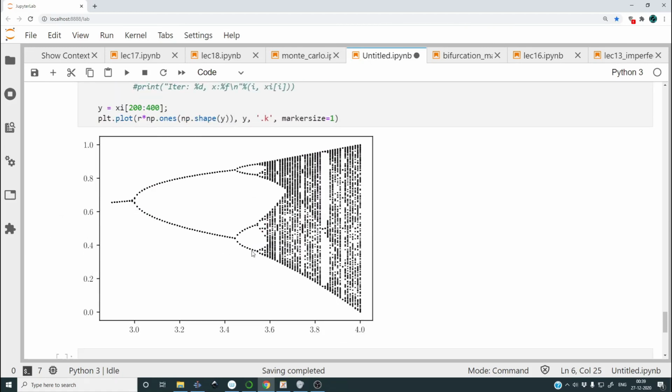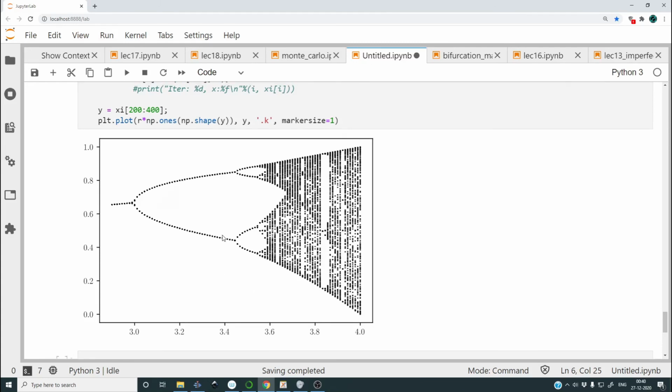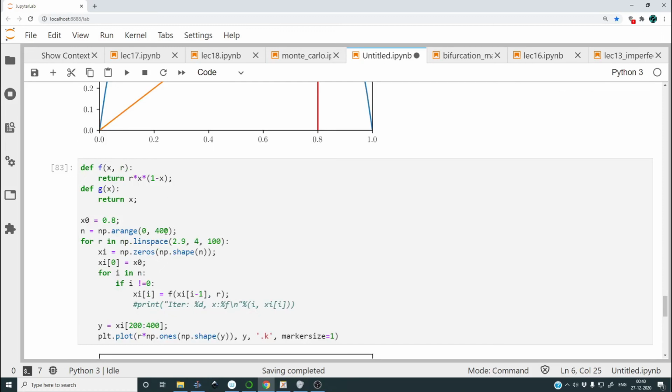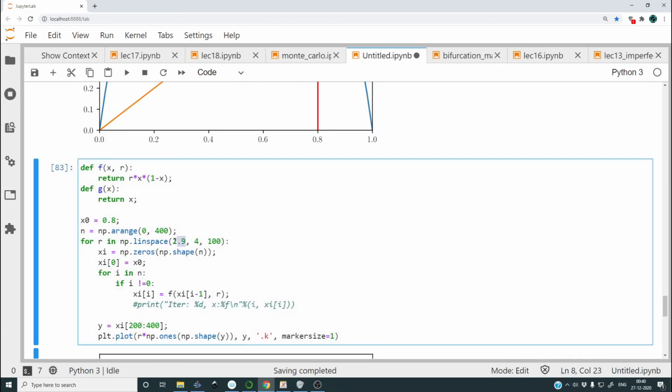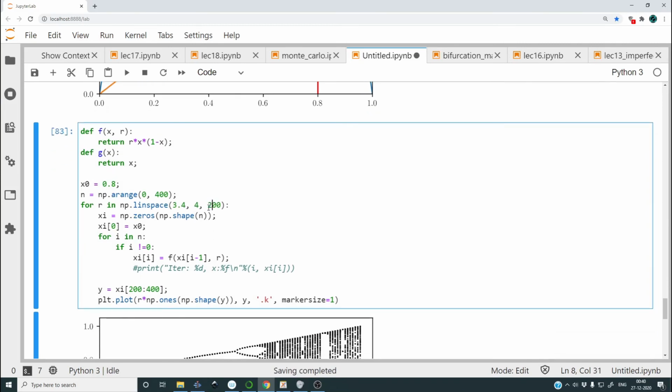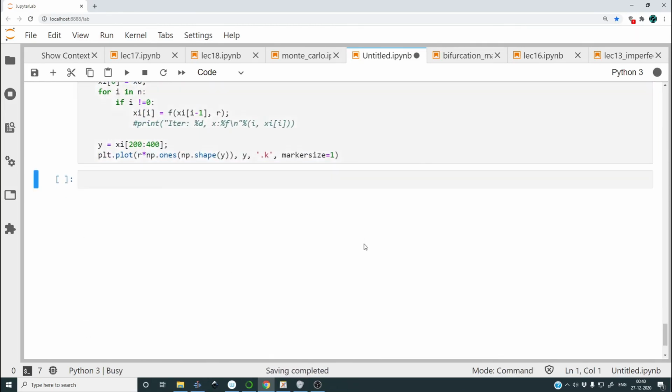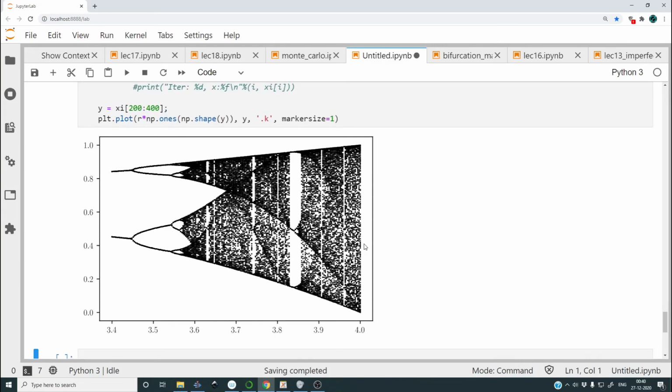Let us now do this plot, but let me choose a denser one. Let me do it from 3.4 to 4, and let me take 200 points. So this may take a while. This particular diagram is called the bifurcation map.